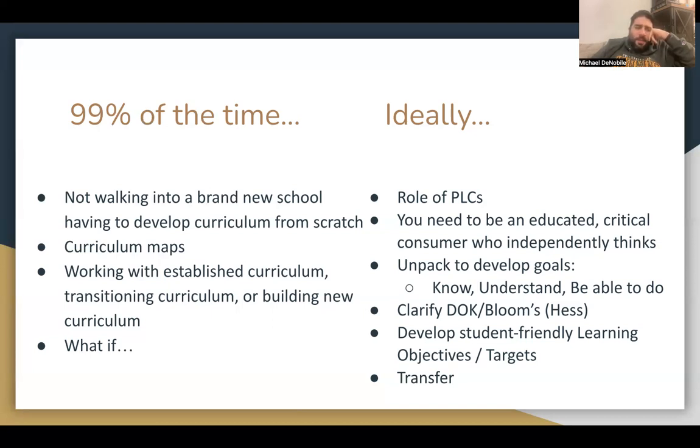Rigor is not simply making something more difficult. It's not just doing a lot more work. That's not what rigor is. To keep it simple, rigor is how we get students thinking critically, performing tasks that are high level. Rigor is a high level, not necessarily a difficult level, because you can have a simple task that could be high rigor. You can have a difficult task that could be very low rigor in nature. And we'll see when we get to the rigor matrix.